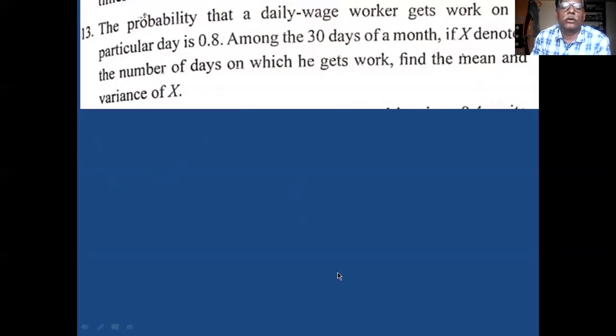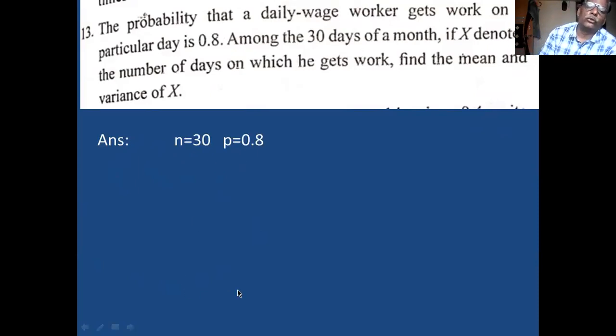What is the probability in the given problem? The probability that a daily wage worker gets work is 0.8. P is 0.8. And the number of days is 30. These 30 days are called n. Then calculate mean and variance. N is 30, p is 0.8.